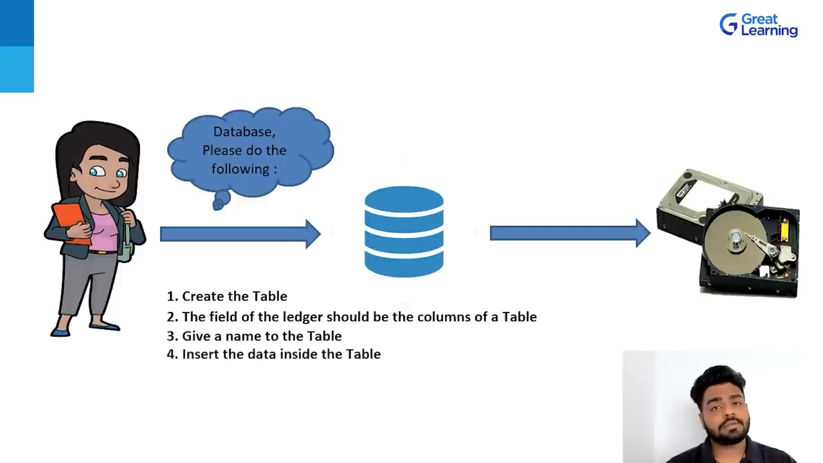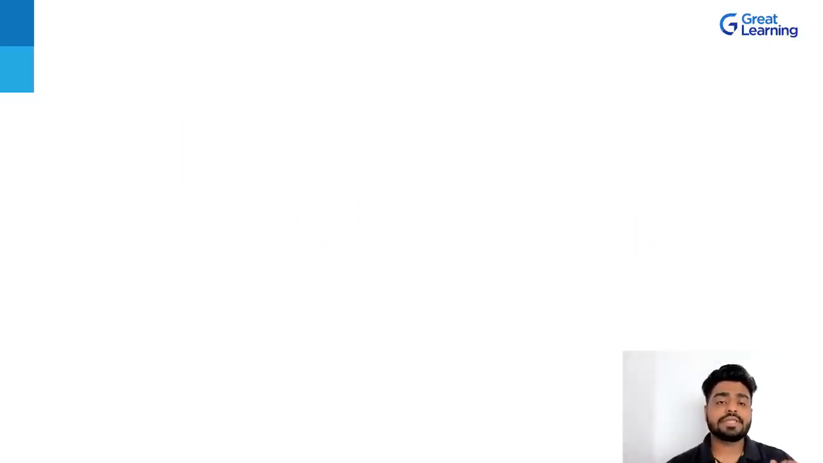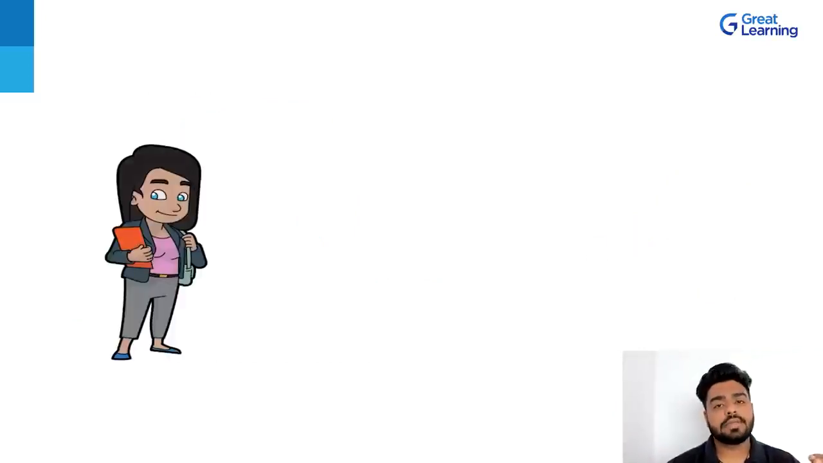Insert the data inside the table. Whatever values or data is inside the ledger, that should go inside the table. Now what do you have? You have a table, the column field names, the table name, in which you have inserted the data. This is what you have to follow to store the data present in the ledger onto the hard disk of the computer. Now DBMS will do this and will keep the data saved in your hard disk. This is what happens when you use DBMS.